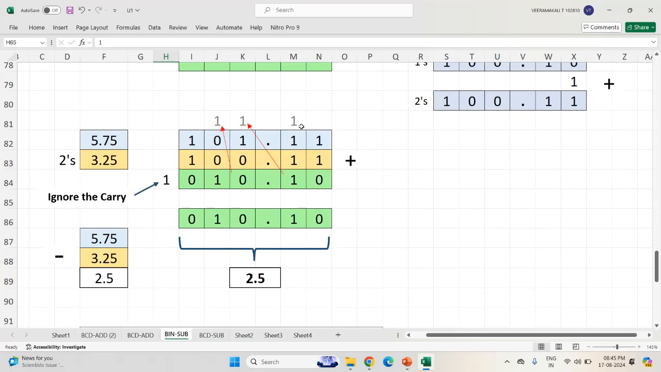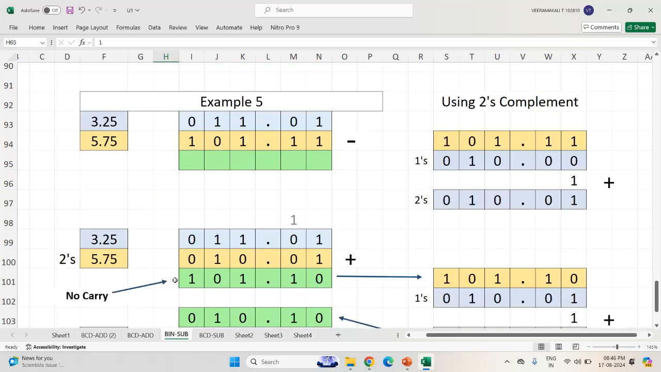1 plus 1, 10, carry is 1. 1 plus 1 plus 1, 1, carry is 1. 1 plus 1, 10, carry is 1. 1 plus 0 plus 0, 1. 1 plus 1, 10, carry is 1. If there is a carry in the 2's complement method, you just ignore it. So I can take the result as it is. The value is 2.5. In the last example, I am going to subtract the bigger number from the smaller number.